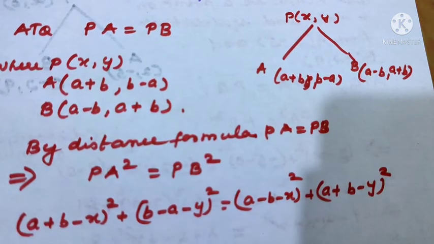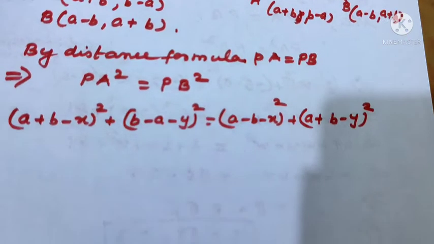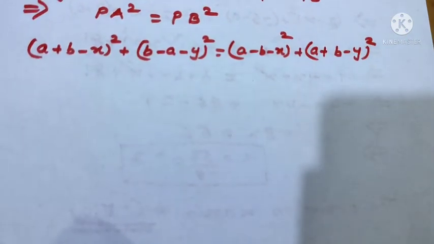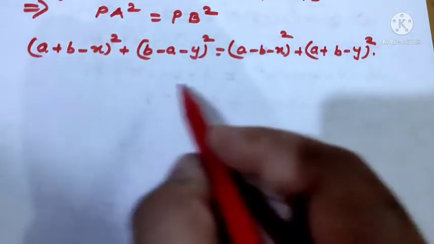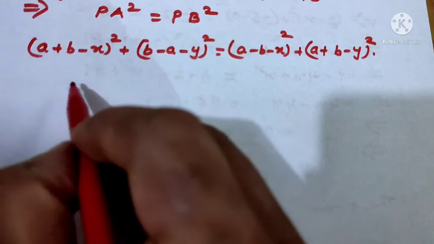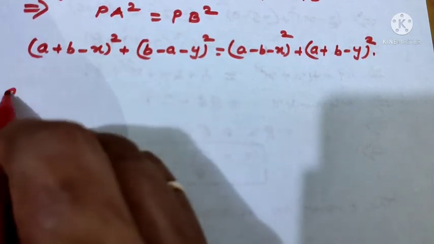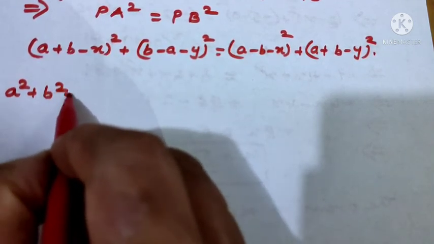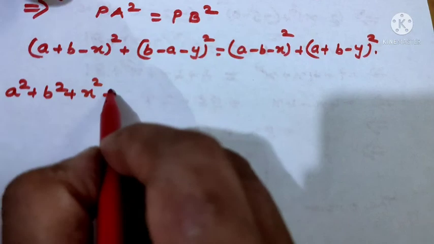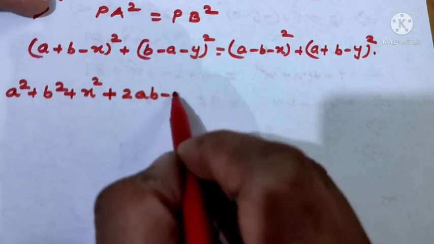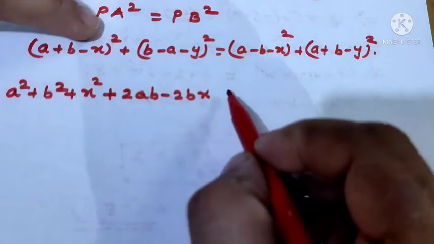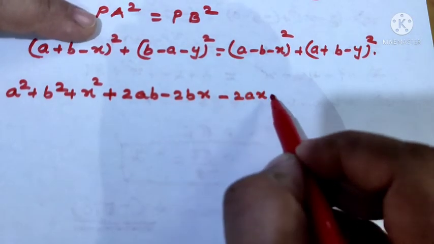So we already know that a plus b plus c whole square. Now we can go for that direct formula only. (a plus b plus c) whole square equal to a square plus b square plus c square, plus the cross terms. Then I'll make it, okay, I'll expand this one, a square plus b square plus x square plus 2ab, minus will come, so minus 2bx, again minus will come, minus 2ax.